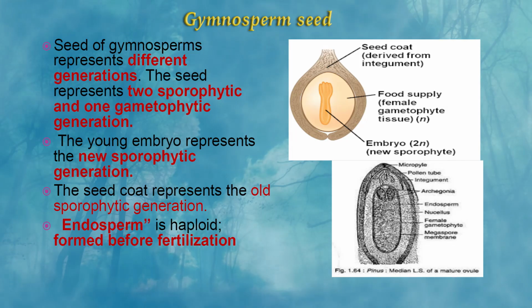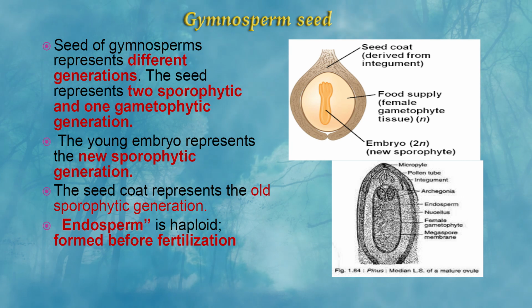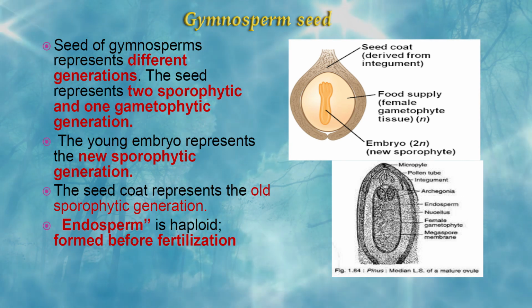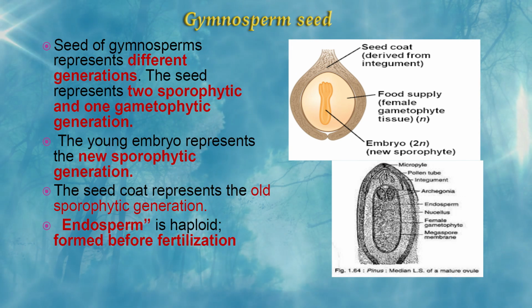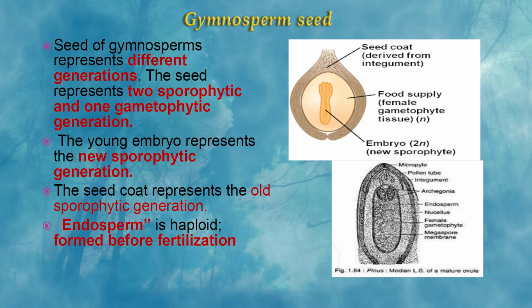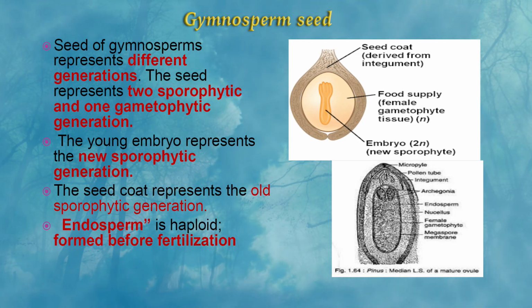Here the endosperm is very important because it supplies food to the growing embryo, and the thing is that the endosperm is haploid. How is the endosperm haploid? Because it forms before fertilization. In angiosperms you know that the endosperm is 3N, but here it is N because it forms before fertilization.